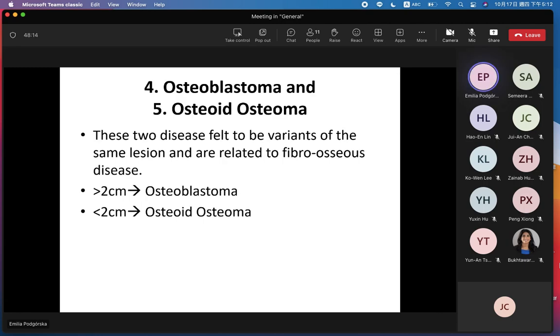And osteoblastoma and osteoid osteoma. These two diseases are felt to be variants of the same lesion and are related to fibro-osseous disease. When it's bigger than 2 centimeters, it's osteoblastoma. When it's smaller than 2 centimeters, it's osteoid osteoma.